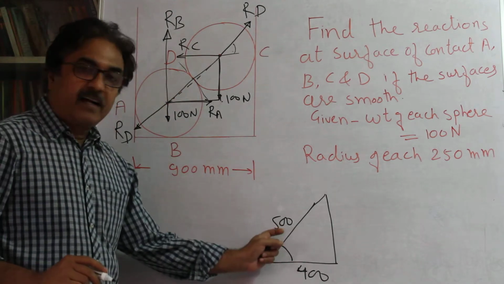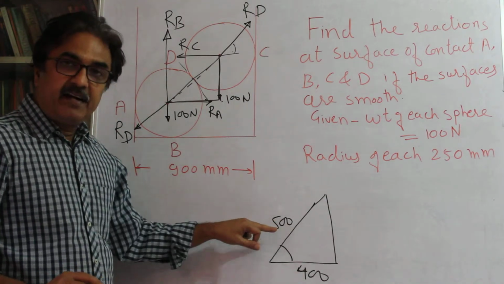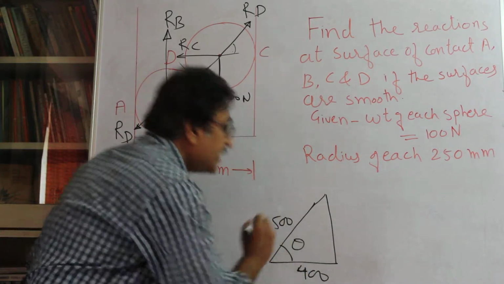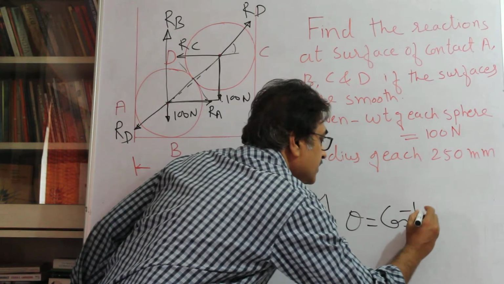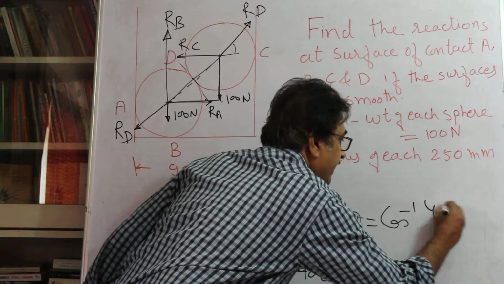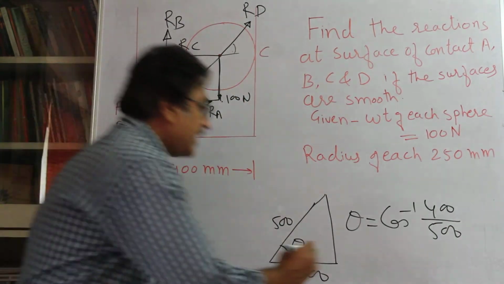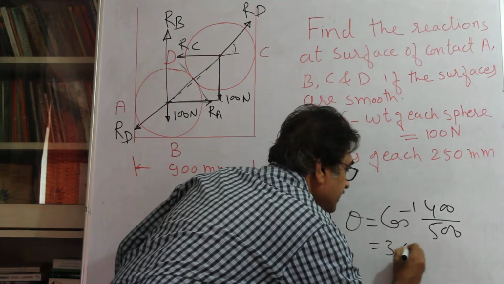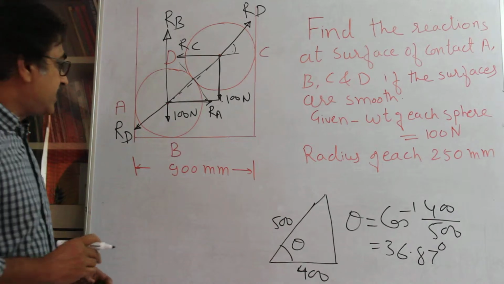Now finding out this angle is easy. 400 by 500 will be cos of theta. So theta is equal to cos inverse of 400 by 500, and this angle will be 36.87 degrees.